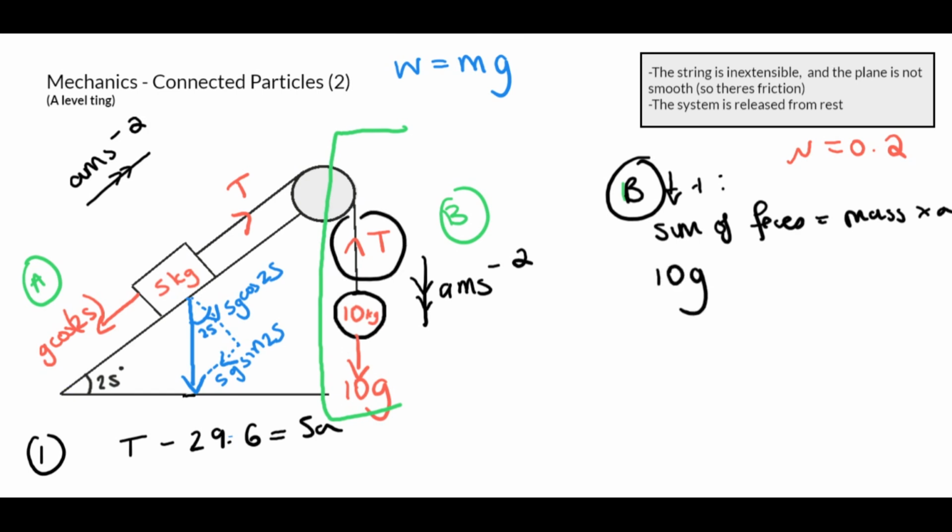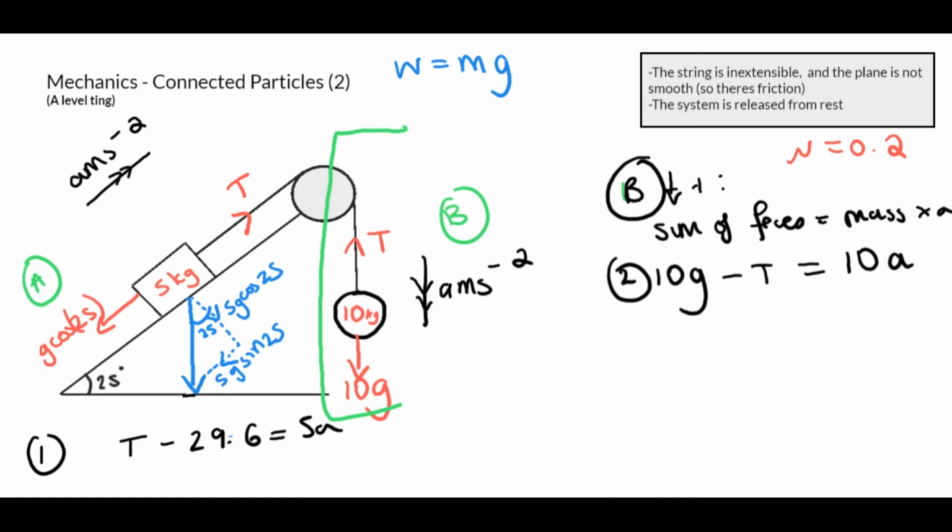But the T, is that going to be positive or negative? It's going to be negative, because down is positive, but T is going up. So therefore, the T is negative. So minus T, and that's going to be equal to mass, which we know is 10, times the acceleration, 10A. Calm, little light work thing. Listen, this is equation 2, okay?